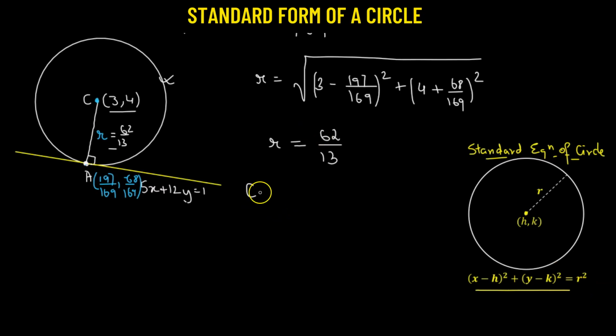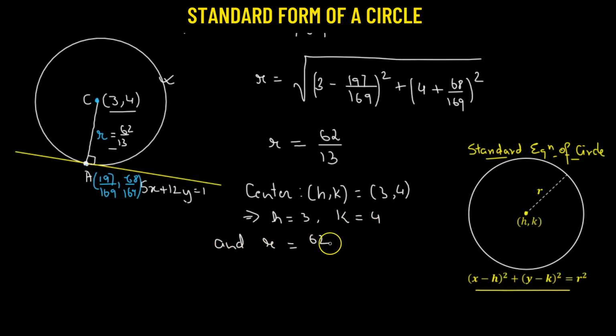Now in that case, we have the center h, k given by the coordinate 3, 4. So this immediately tells us that the value of h is 3 units and the value of k is 4 units. And we also have found the radius of the circle, which came out to be 62 over 13. Now we can replace the values of h, k and r into the standard form, and that gives us the equation of the circle. So we have x minus 3 whole squared plus y minus 4 whole squared equals 62 over 13 whole squared. So this is going to be the equation of the circle.